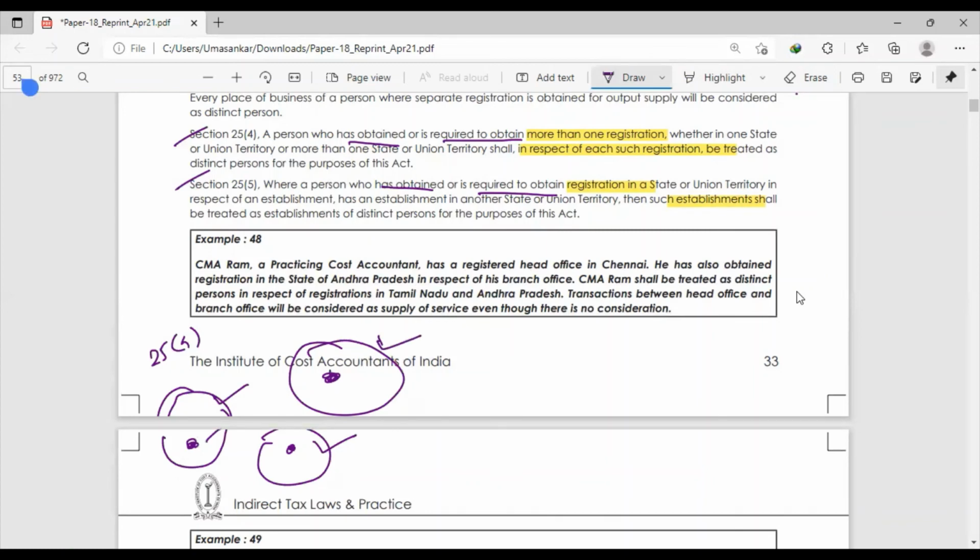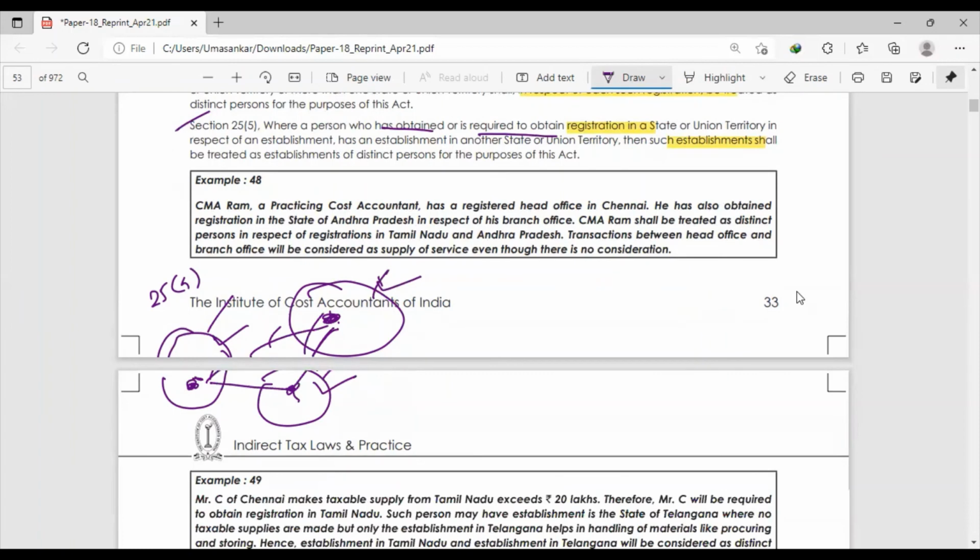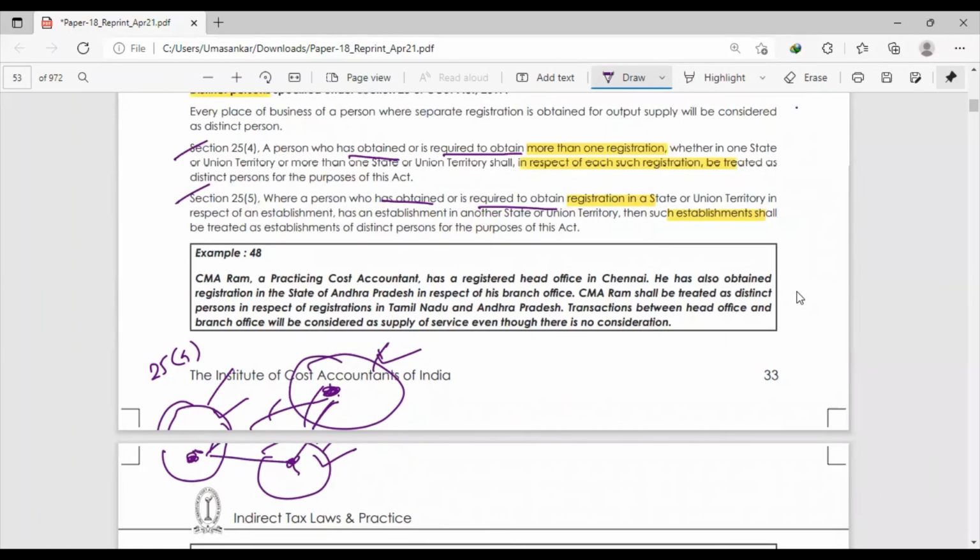When you transfer from here to here, or from here to here, then for this and this and this, they will be considered as deemed distinct persons, and they all have registered. So see, a person who has obtained or is required to obtain more than one registration, in one state or union territory or more than one union territory or state, then in respect of each registration, will be called a deemed distinct person.